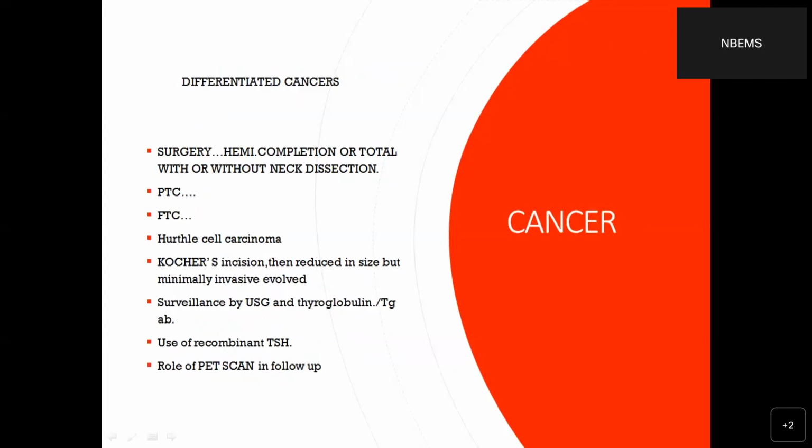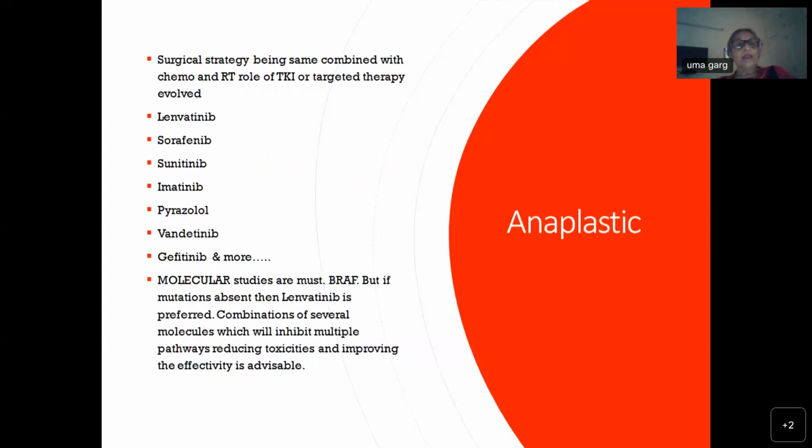Okay. So Kocher's incision, and then in case of anaplastic, after doing total thyroidectomy, because it is an aggressive one, there is also a role of targeted therapy. And targeted therapy can be decided after doing molecular studies.